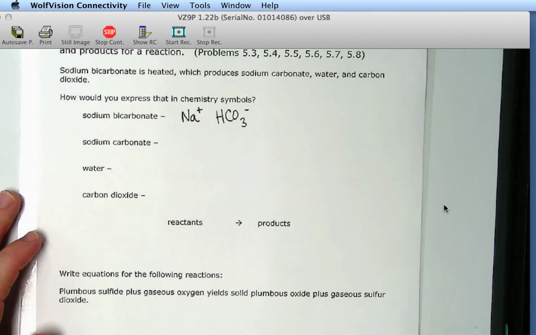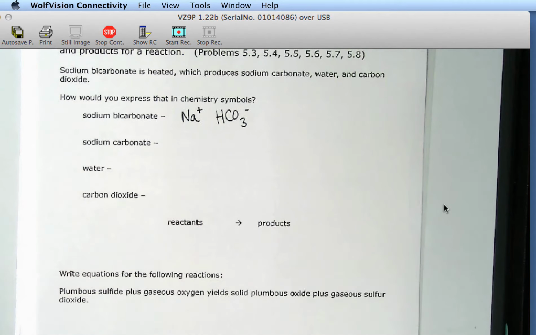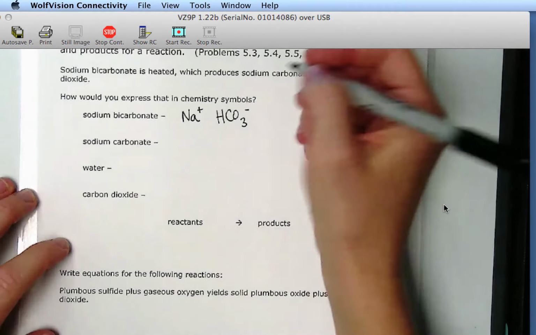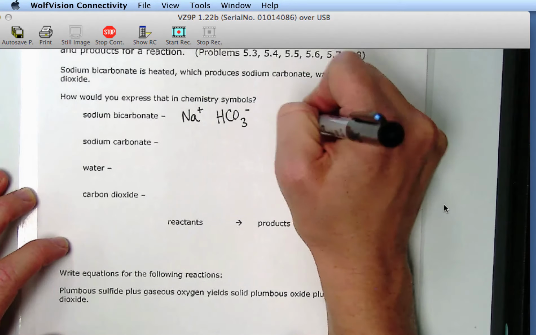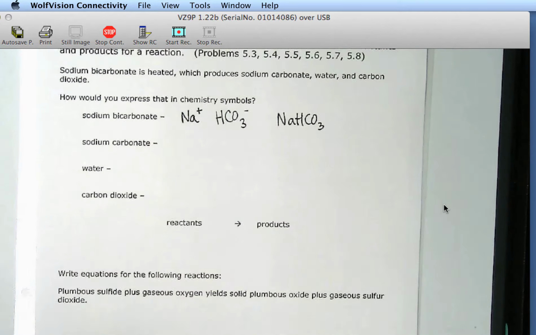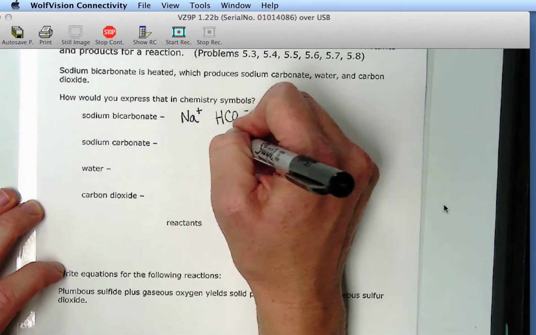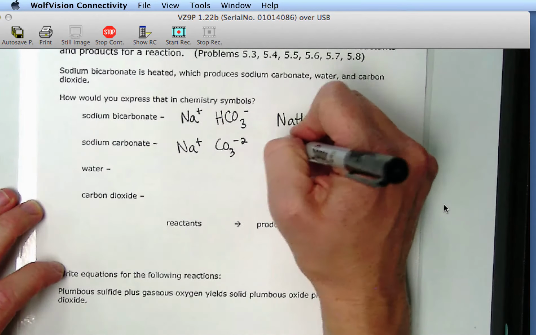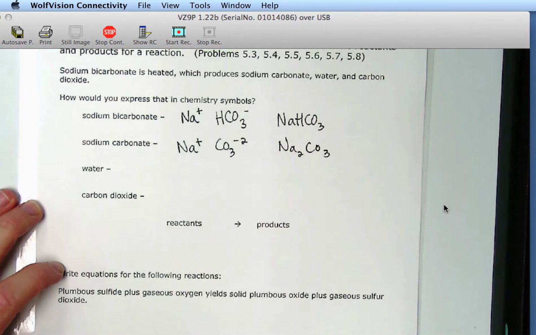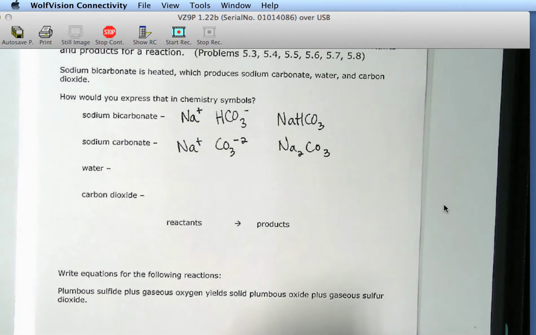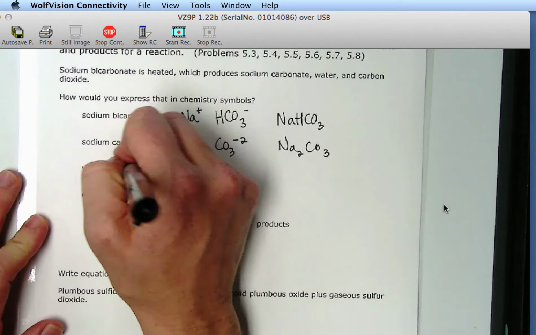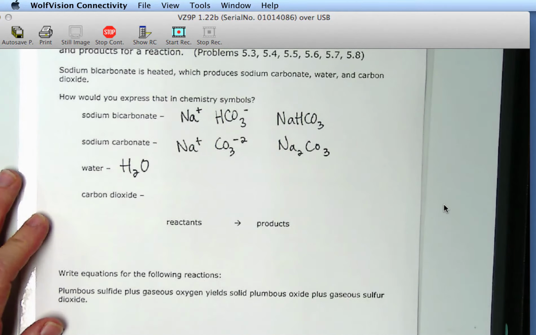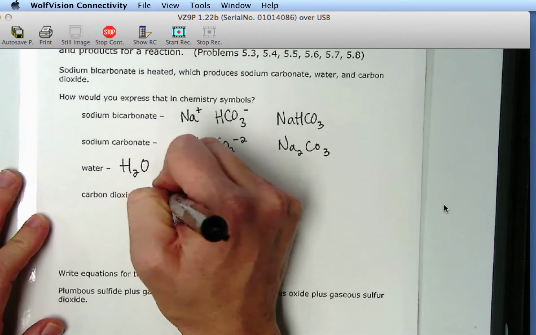Okay. So the formula for this would be just NaHCO3. What about sodium carbonate? Okay, so Na2CO3. Water, H2O. Carbon dioxide, CO2.